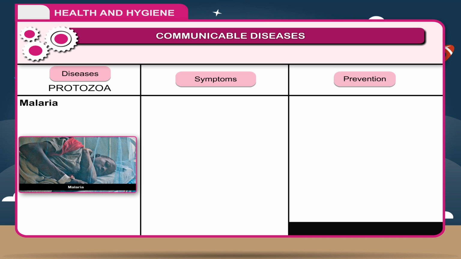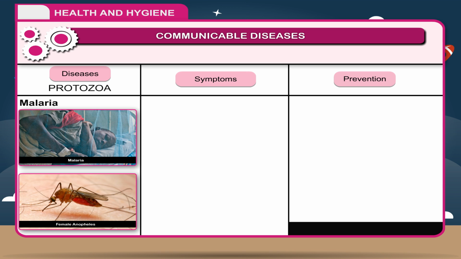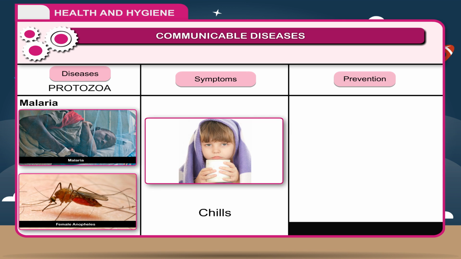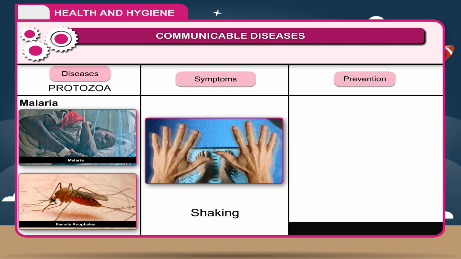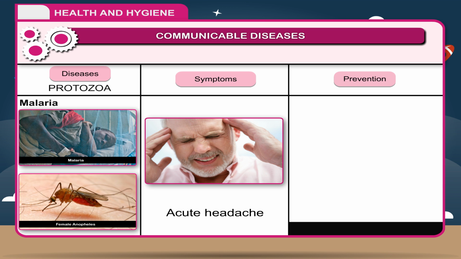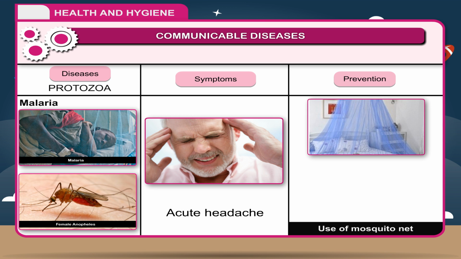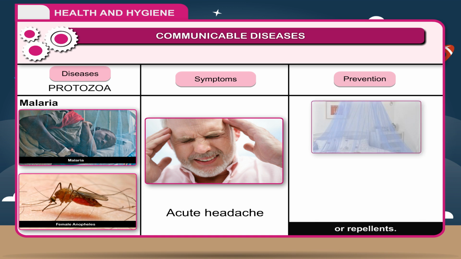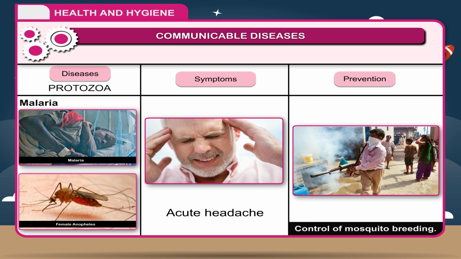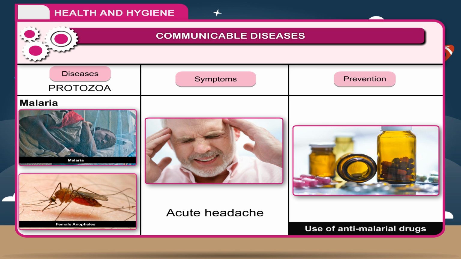Malaria, caused by Plasmodium, transmitted from person to person by the bite of female Anopheles mosquitoes. Chilling, shaking, periodic high fever and acute headache. Use of mosquito net or repellents. Control of mosquito breeding. Use of anti-malarial drugs such as quinine.